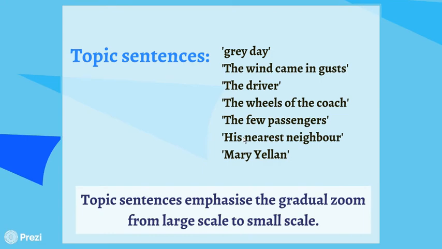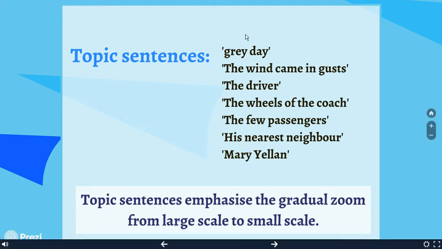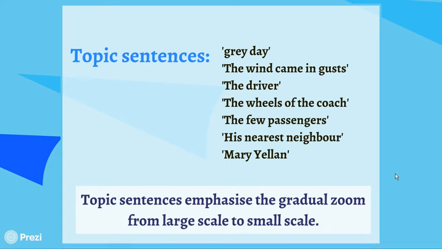Okay, so in terms of cohesion and coherence, you may have found more than I have, but the only thing that really stood out for me was the use of topic sentences. So some examples just here: "Grey day," "The wind came in gusts," "The driver," "The wheels of the coach," "The few passengers," "His nearest neighbour" and "Mary Ellen." I thought that these topic sentences linked with this idea of the gradual zoom, because it's almost as if the opening sentence of each paragraph is outlining the fact that we are moving from the big scale all the way down to the smaller scale.